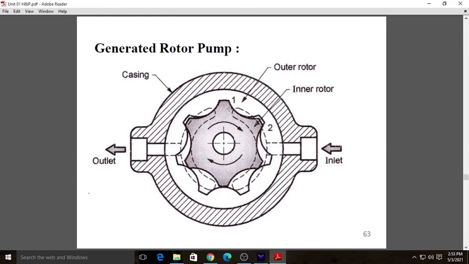Now this is the generated rotor pump. This pump has two generated rotors. One has external teeth and the other has internal teeth. The rotor with the external teeth rotates inside the rotor having the internal teeth. The inner rotor has one tooth less than the outer rotor.